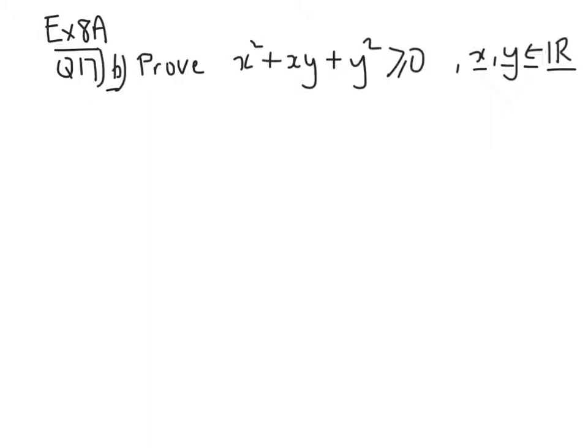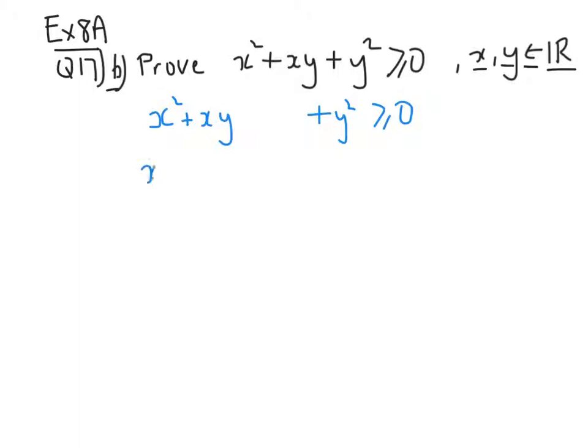Now, it gives us a bit of a clue in the question. It says use completing the square. So let's see if we can do that. So x squared plus xy. Now I'm going to leave a little bit of a gap and put in y squared there. Now, well, let's see here. How can I do completing the square?